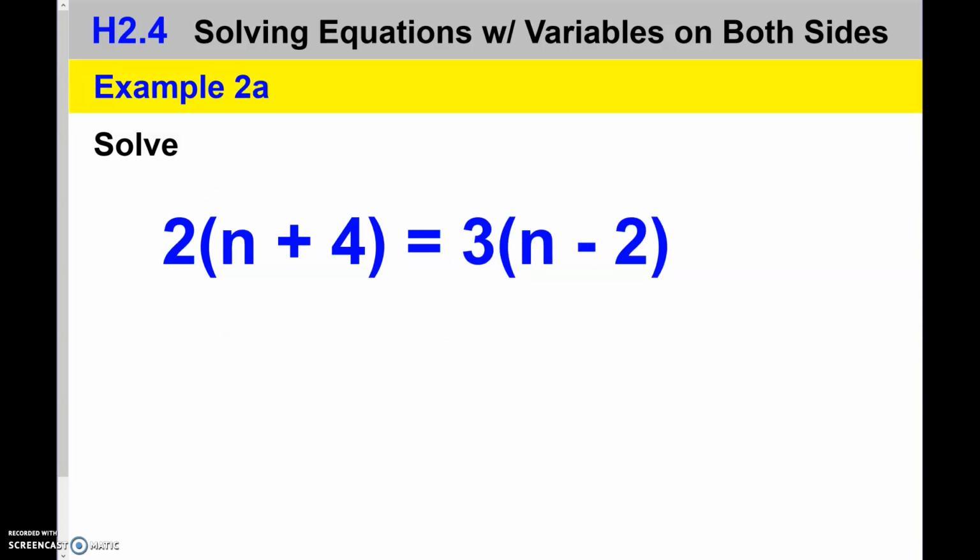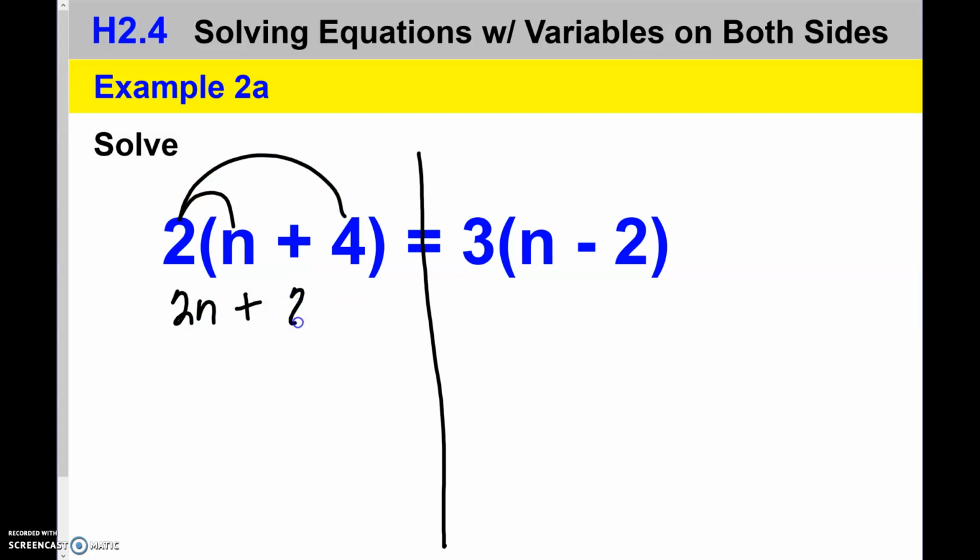All right, we've got parentheses on both sides, so it looks like I need to distribute on both sides before I do anything. So 2 times n is 2n. 2 times 4 is 8. Okay, same thing on the other side. 3 times n is 3n. And 3 times negative 2 is negative 6.